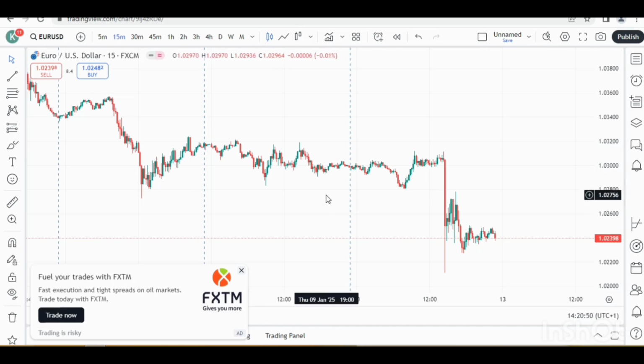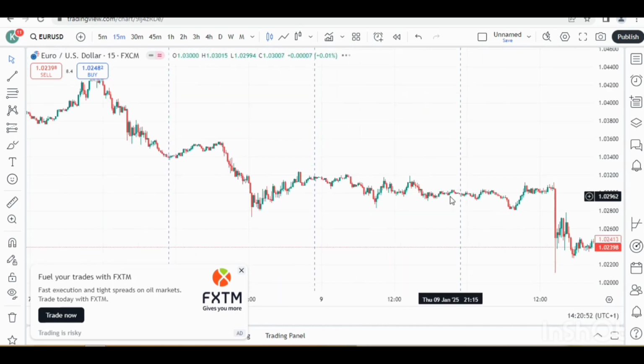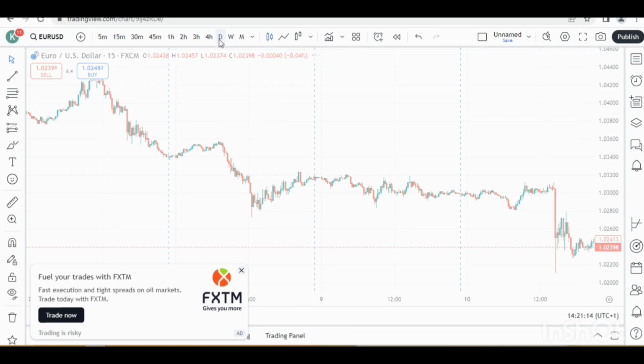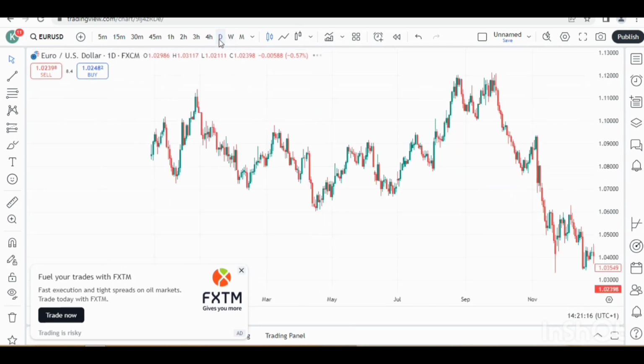So how do we go about using this strategy? First of all, we have to determine the direction of our market. We have to understand the trend of the market, which is very important in any strategy you are using. The time frame I use in determining my trend is the daily time frame. So let's go to the daily time frame and determine our trend.